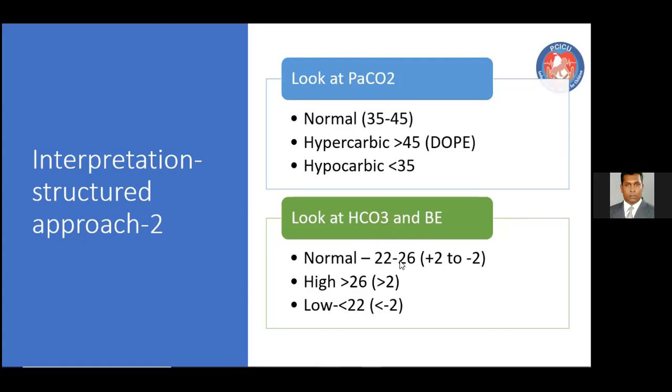Then bicarbonate. The normal range is between 22 to 26, and depending on the textbooks, this may vary slightly, and it's not very important. And the base deficit, what is inside these parentheses are actually base deficit. So base deficit or base excess has a range. It may be from +2 to -2. So this is the normal range. And hypercarbia is when it is more than 26, or when the base excess is more than 2. And when it is less than 22, bicarbonate is low, and in that circumstance, the patient will have a base deficit.